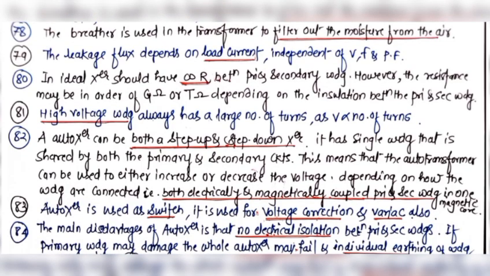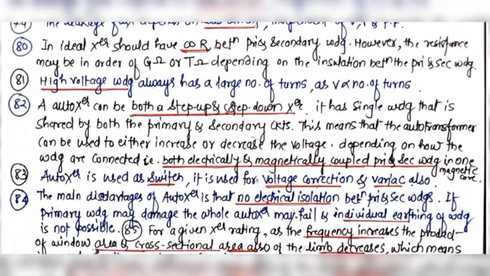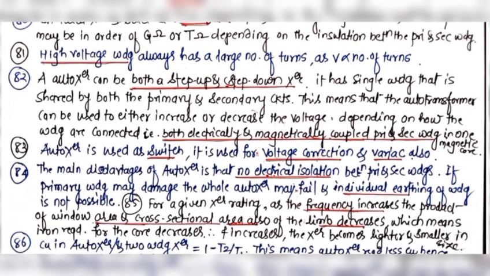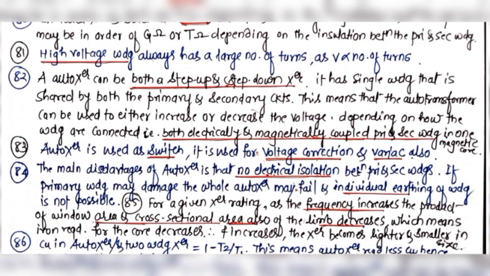The breather is used in the transformer to filter out the moisture from the air. The leakage flux depends on load current, independent of voltage, frequency, and power factor. An ideal transformer should have infinite resistance between primary and secondary winding. However, the resistance may be in the order of giga-ohms or tera-ohms, depending on the insulation between the primary and secondary winding.